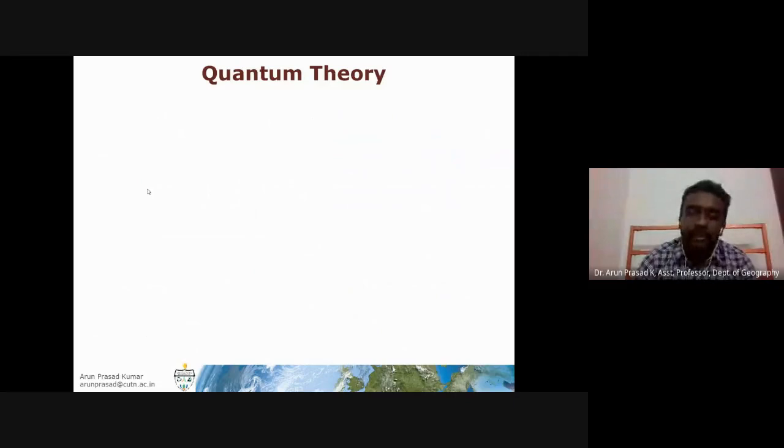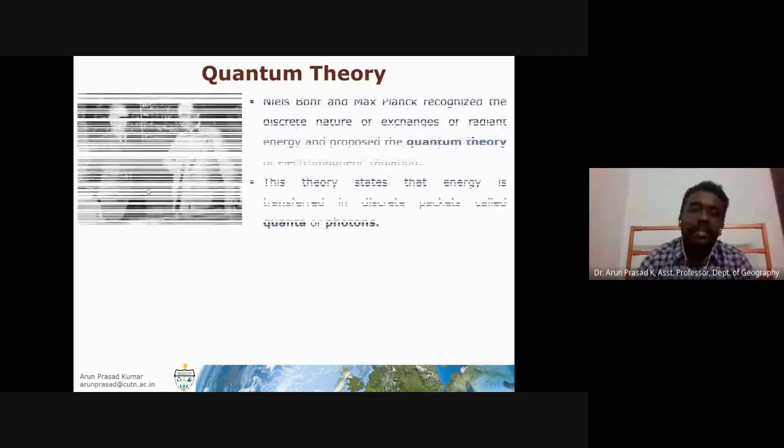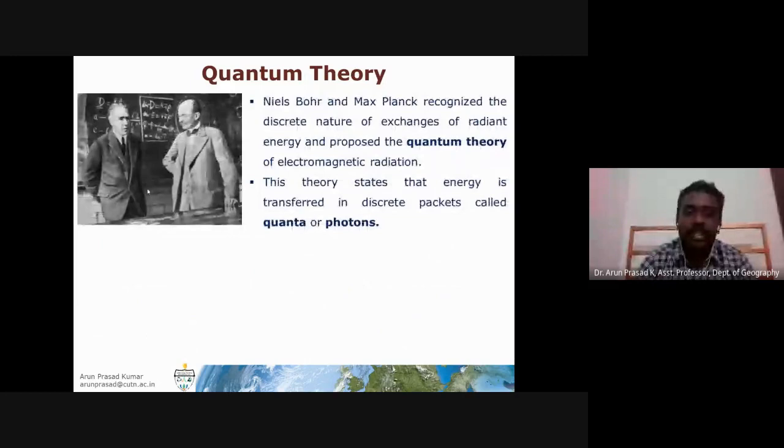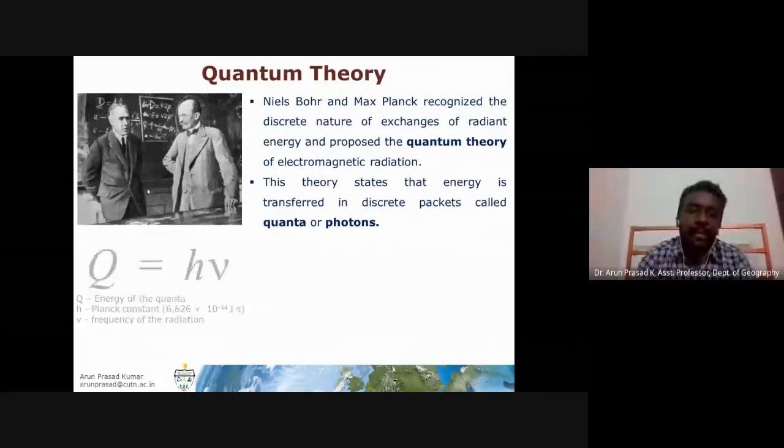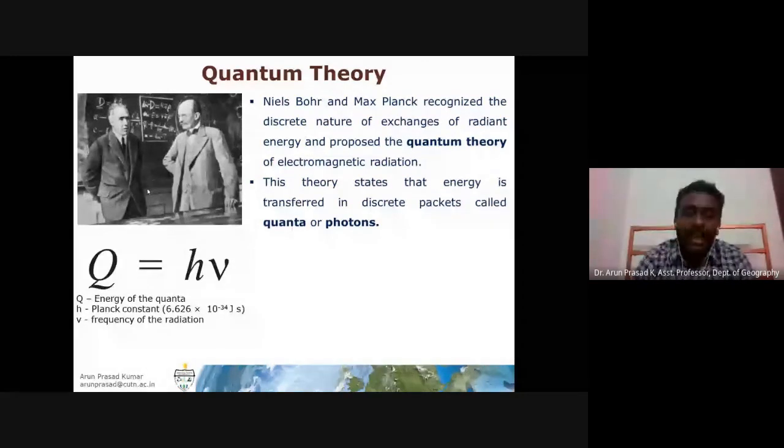Niels Bohr and Max Planck recognized the discrete nature of this energy, which propagates through electromagnetic radiation, and they proposed the quantum theory based on that. They proposed that the energy is transferred as discrete packets of energy called quanta or photons rather than as a waveform. Based on that, they proposed the relationship between the energy of the photon and the associated frequency or wavelength.